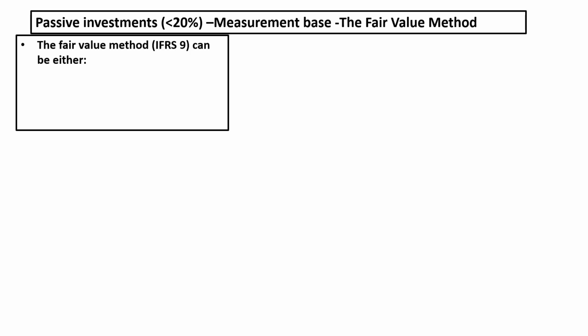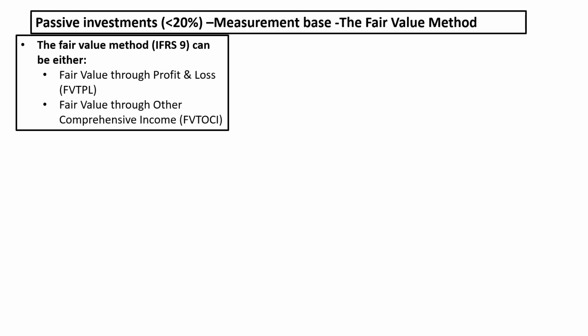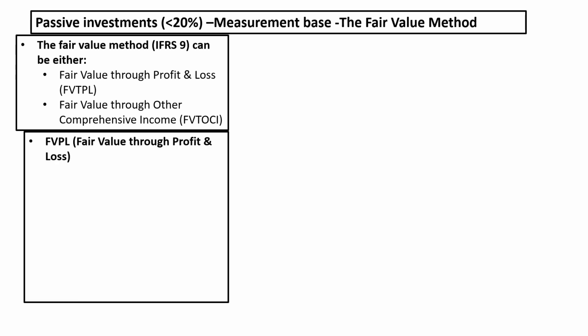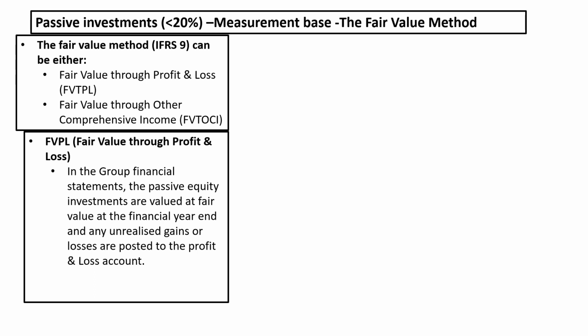In this slide, and the slides to follow, I will discuss each of the measurement bases in greater depth. Now, the fair value method can be either fair value through profit and loss, or fair value through other comprehensive income. In the fair value through profit and loss, in the group financial statement, the passive equity investments are valued at fair value at the financial year end, and any unrealized gains or losses are posted to the profit and loss account. Dividends are recognized in the profit and loss account.